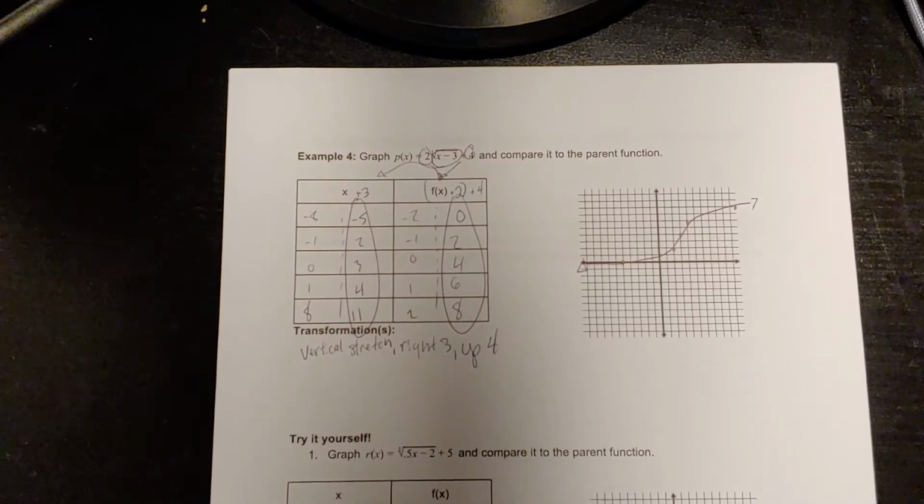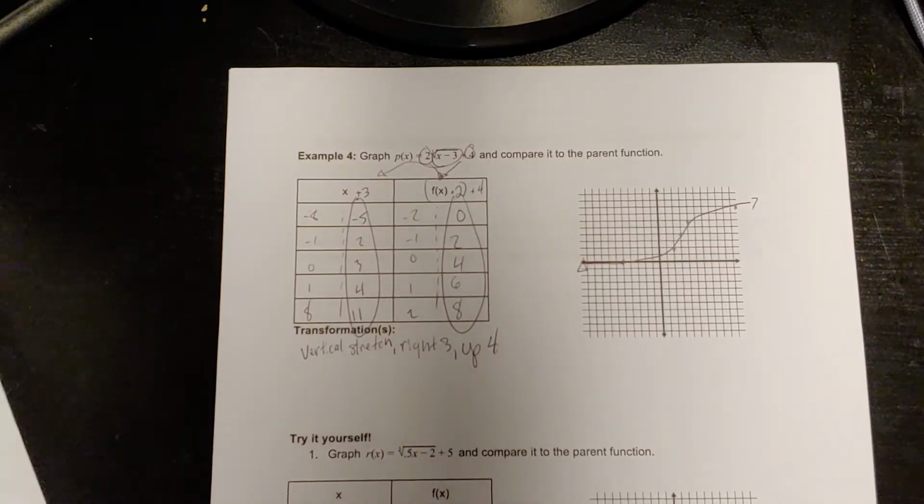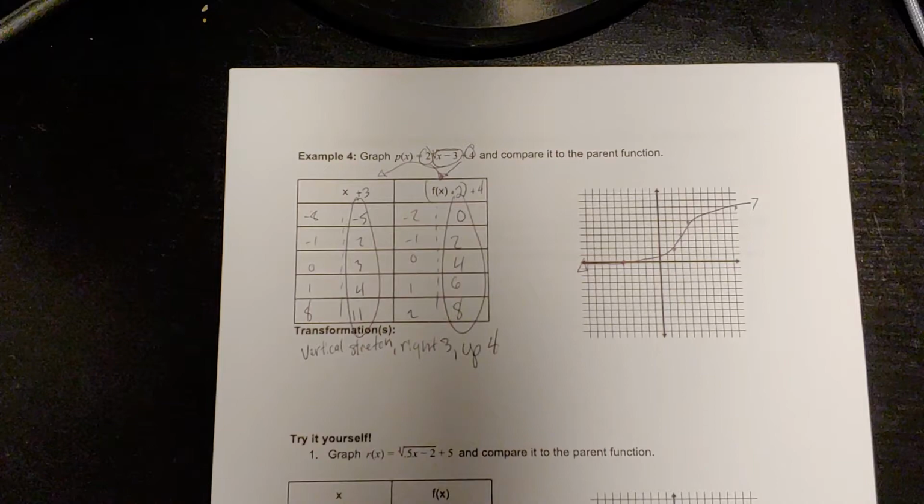So now you have a couple of problems. I believe you only need to graph one of them. And then the other two, you just have to figure out what the transformations are without having to graph it. And then we'll be back for the last example.